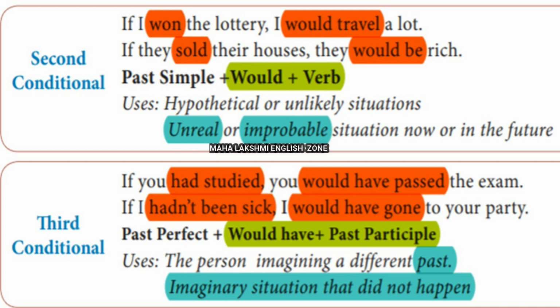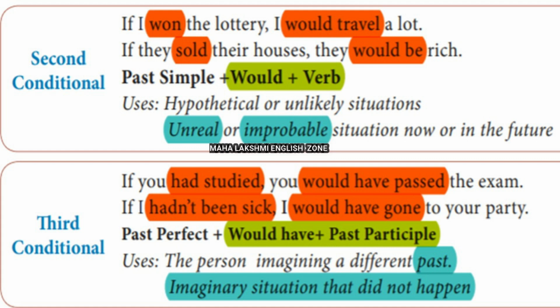So in the second main sentence, main clause, we have "they would be rich," right? So what we should get into our mind is, in the if clause, if the verb is in past tense, our answer in the main clause would surely be would plus verb.